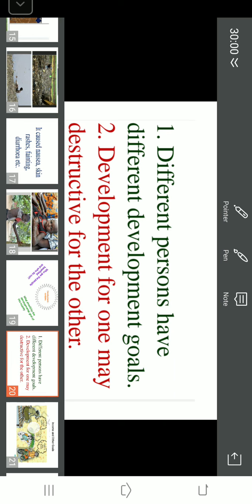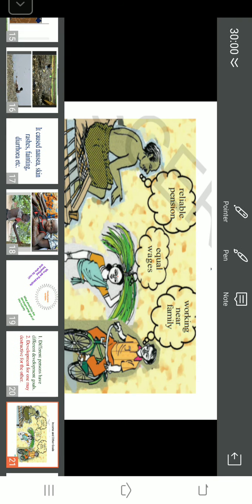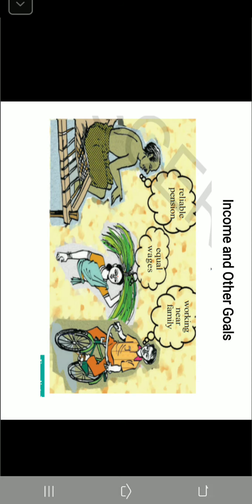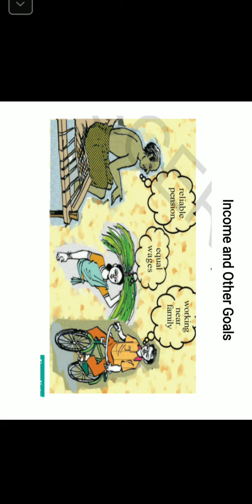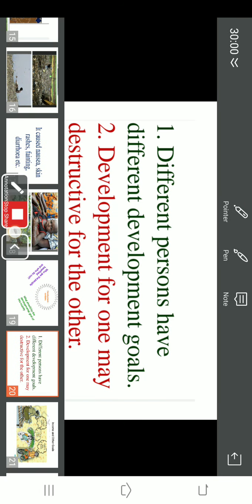Look at this picture, my dear students. You will find here a retired person. What is needed for him? Reliable pension, right? And one agriculture labor, a woman labor. What does she want? Equal wages, right? And another person who is working, he needs what? Work near the family, right? In all these things, what do we see? That income, right?